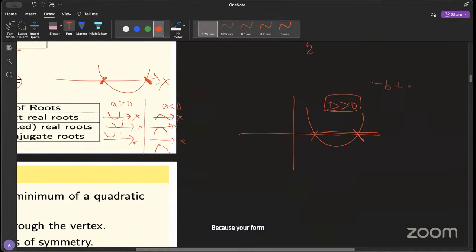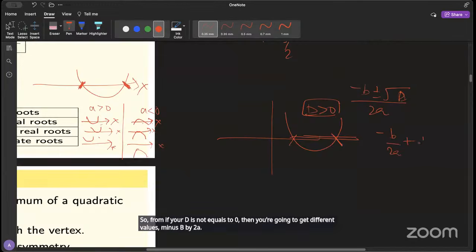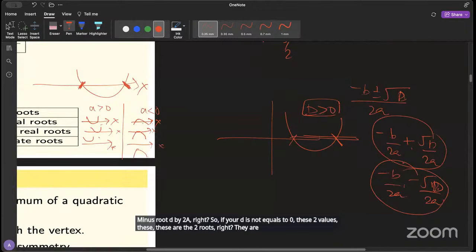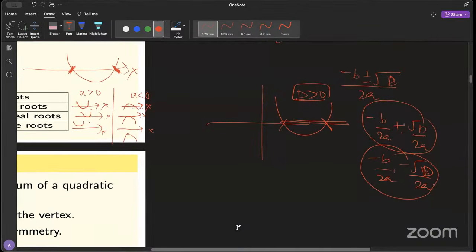Because your formula is minus b plus minus square root of d by 2a, right? So if your d is not equal to 0, then you're going to get different values. One time you'll get minus b by 2a plus root d by 2a, and the other time you'll get minus b by 2a minus root d by 2a, right? These two values are the two roots. They are going to be different if d is not 0. If d is 0, then they are going to be the same. If you put d as 0 here, you will get both roots as minus b by 2a.